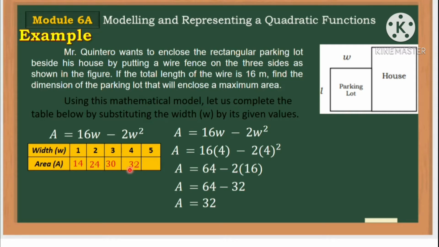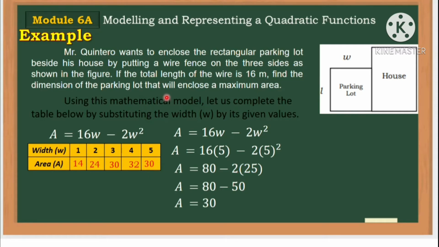Follow? Next, if width is 5, so same process. 16 times 5, that is 80. Then 5 times 5, 25. Okay, so negative 2 times 25, that is negative 50. So 80 minus 50, so the area is 30. Okay, so pag ang width natin ay 5, ang area natin ay 30.